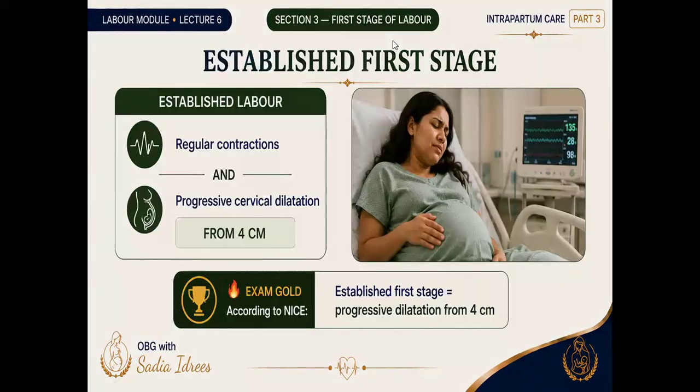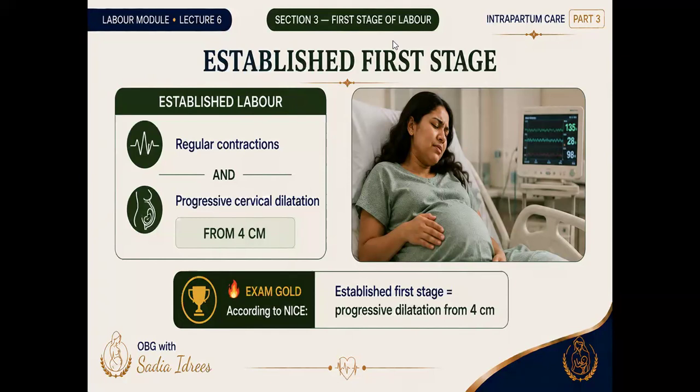Now, compare that with the established first stage of labor. This is a very important definition and definitely something I want you to remember for the exam. Established labor means that the woman has regular contractions and there is progressive cervical dilatation from 4 centimeters. Notice the wording carefully. It is not simply a cervix of 4 centimeters. It is progressive cervical dilatation from 4 centimeters with regular contractions. This is the exam point.